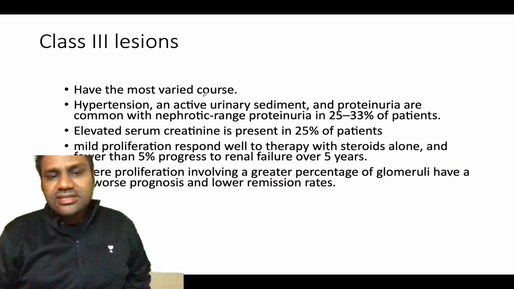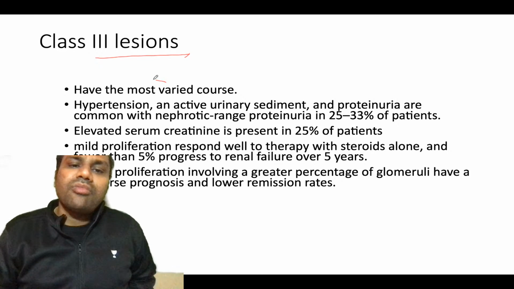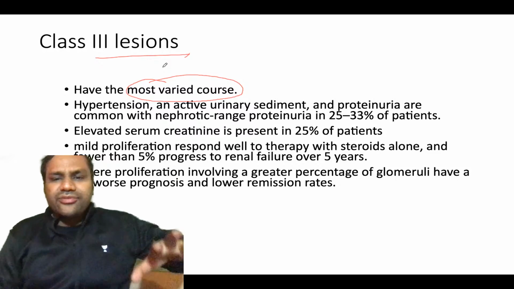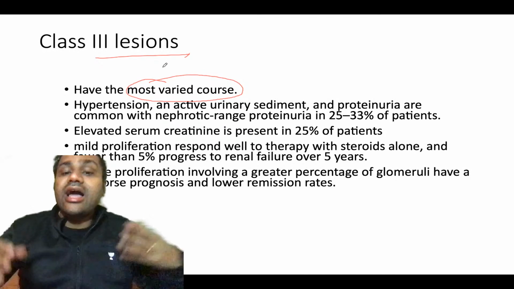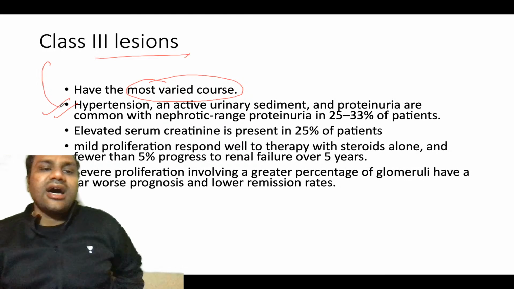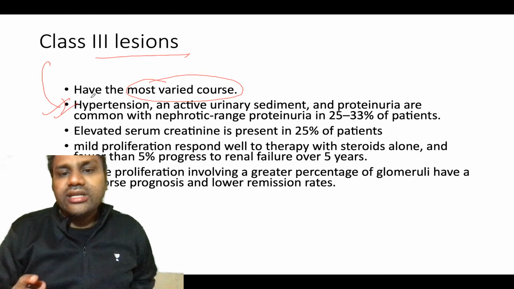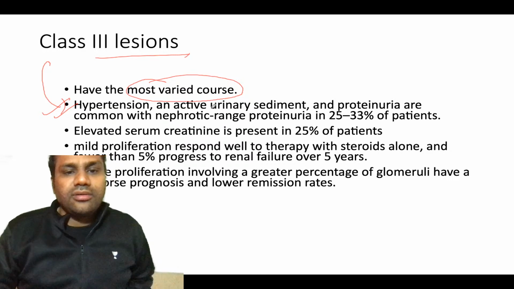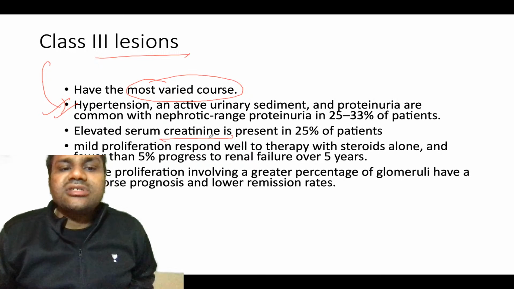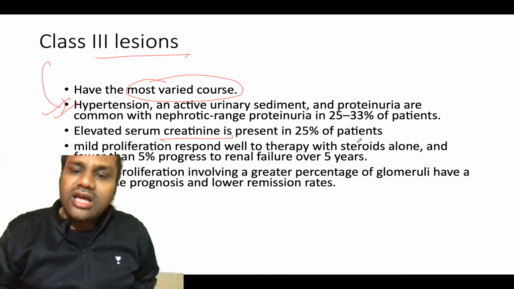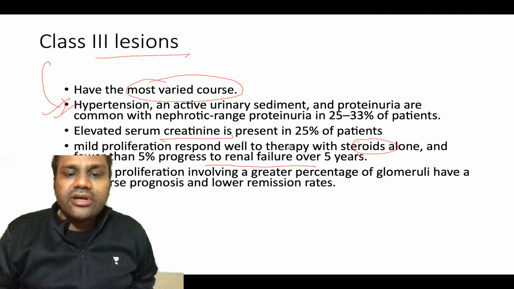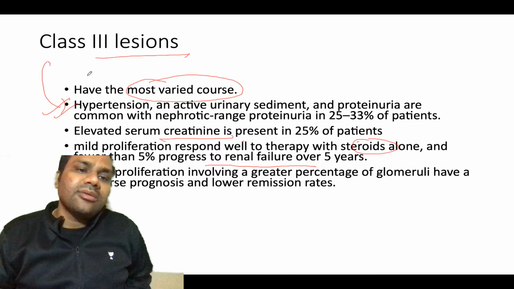Now remember about class 3. Class 3 lesions have the most varied course. Basically, class 3 lesions have hypertension, active urinary sedimentation, and high proteinuria. There will be elevated serum creatinine in these patients, and obviously mild proliferation responds well to therapy with steroid alone, and fewer than 5% progress to renal failure over 5 years. So these are important things about class 3 lesions.